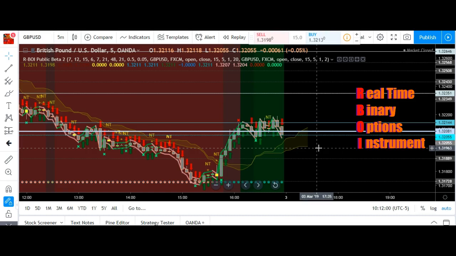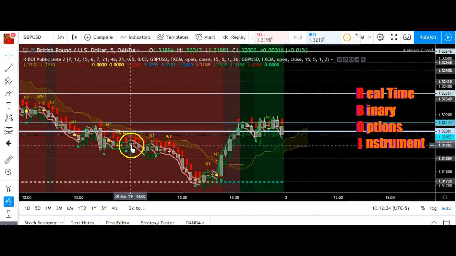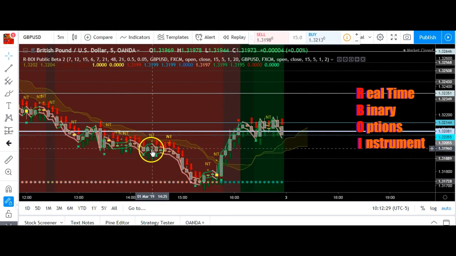If you're looking at the 5 minute and you see an NT candle, you don't want to trade around NT candles. You want to wait till the NT candle area has been finished and confirmed strong candles have started. Usually when you get NT, you're going to get areas of NT. Even though it might show only one NT, like right here, this shows one NT, but it's kind of like an area of NT.